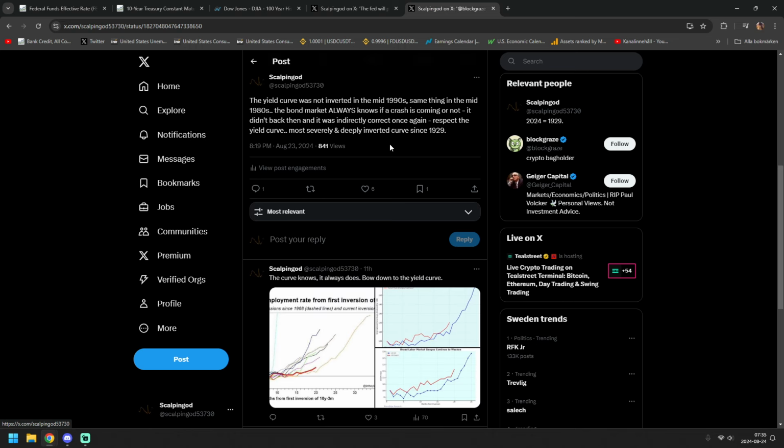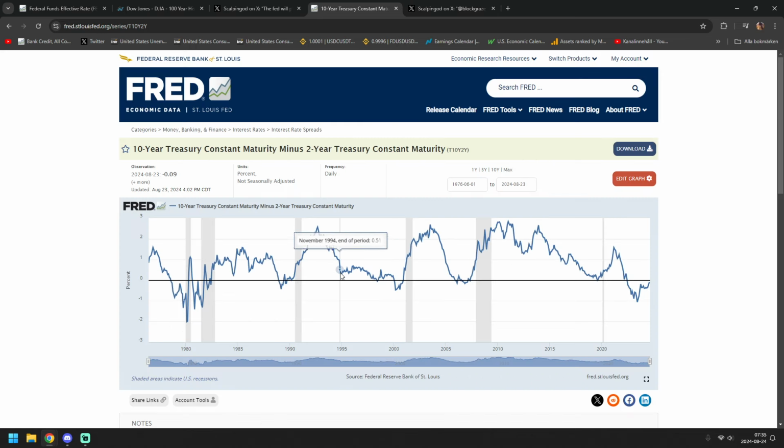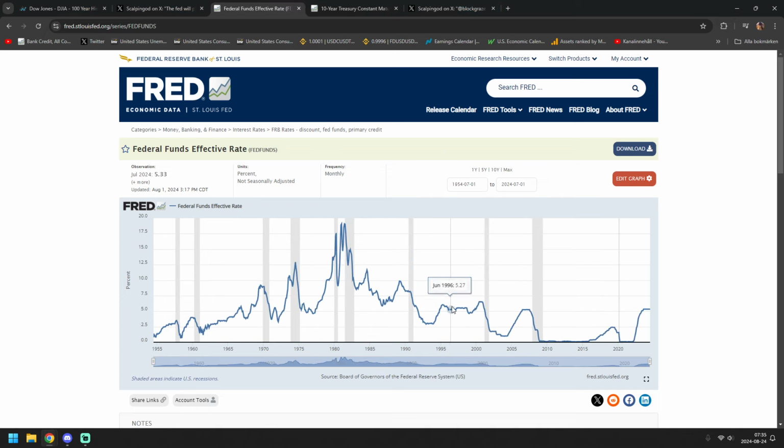I replied with, the yield curve was not inverted in the mid-1990s. How do we know that? It was not inverted here. It was not inverted there, which means no recession. So they could cut rates, right? Which they did. No recession, right?